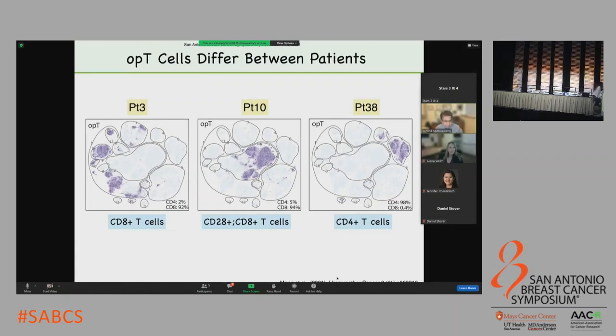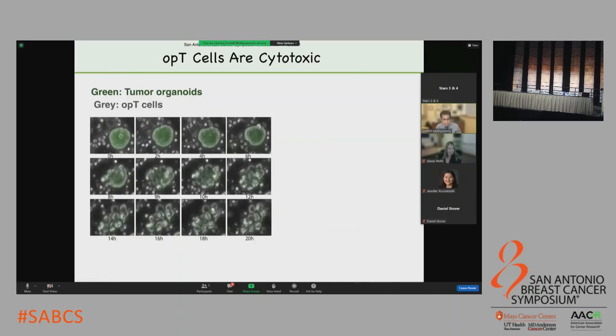We found that every patient has their own sort of T cell repertoire. Patient 3, for example, is primarily made up of CD8 positive T cells, whereas patient 38, for example, is made up of CD4 positive T cells. This actually opens the possibility that by this co-culture method, we will be able to find different types of tumor targeting T cells.